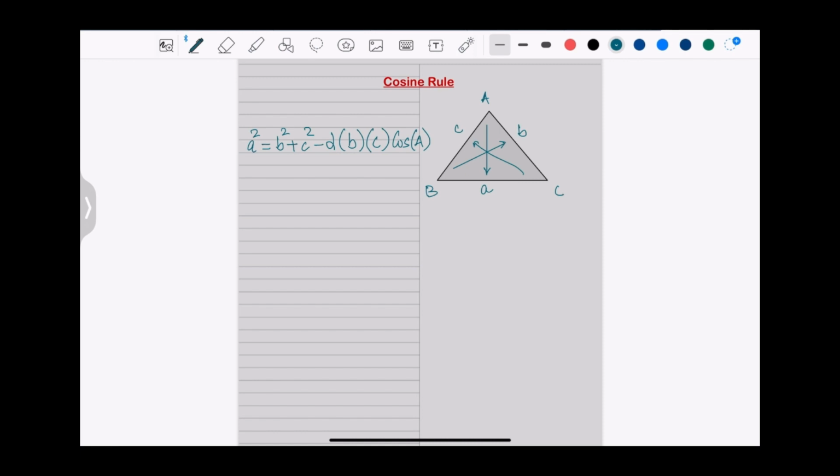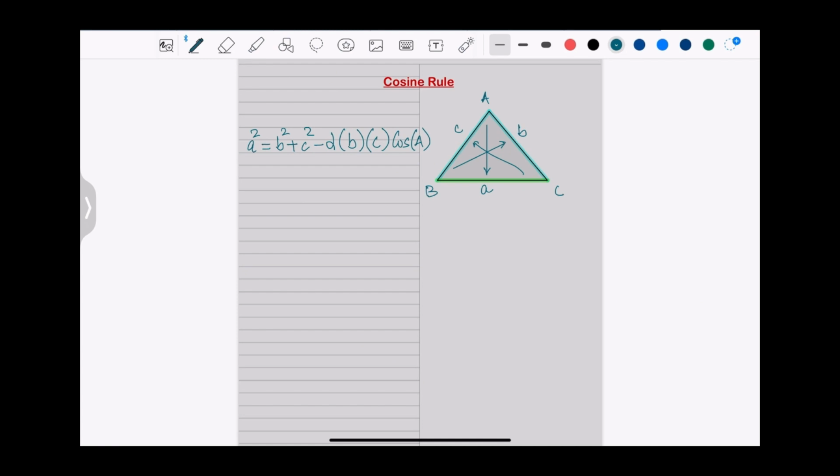Now, if you don't want to remember the formula, all you need to understand is that if you were to find this side and you have the other two sides given, the ones highlighted in blue, and the angle opposite to the side that you're to find, this is the perfect example for the cosine rule.